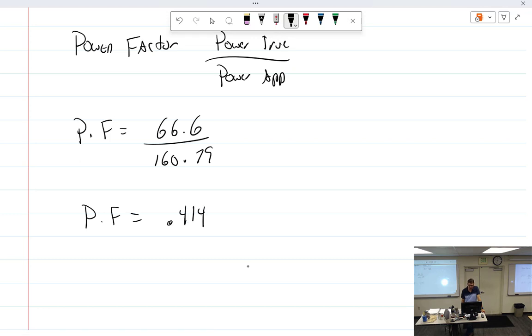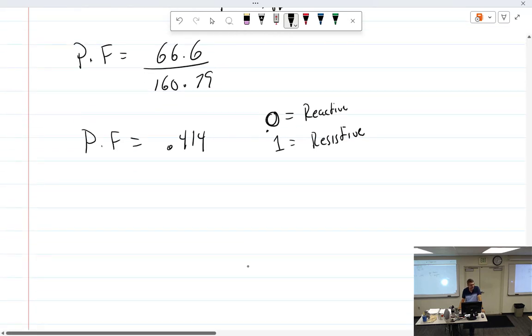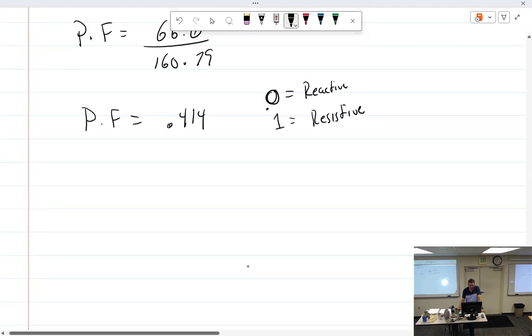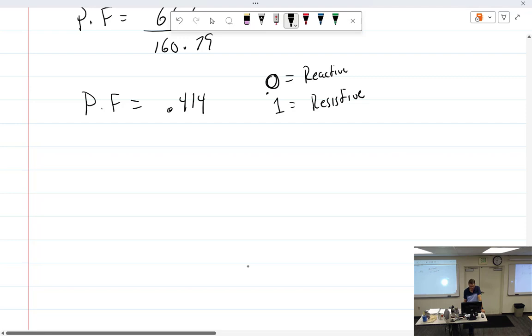So our power factor equals 0.414. Anything close to 0 is purely reactive, and 1 is purely resistive. So this is in the middle, but closer to reactive is what I would say. So it'll be less efficient. And we have not done phase angle yet, have we? I thought we did. Did we? Okay. What did we get? 65.53. So I'd say 65.5. All right.